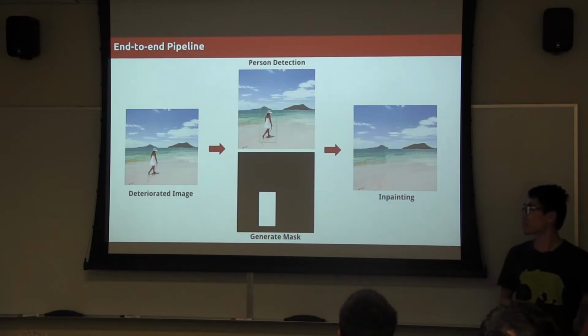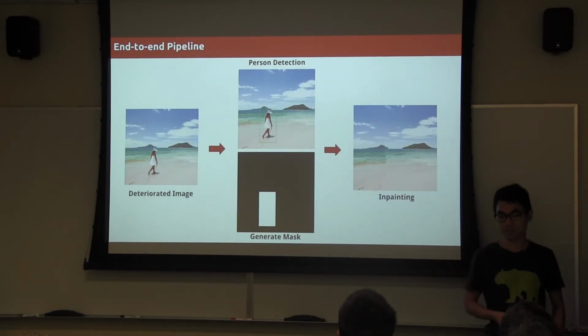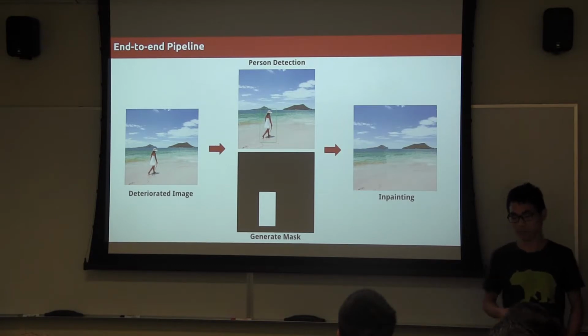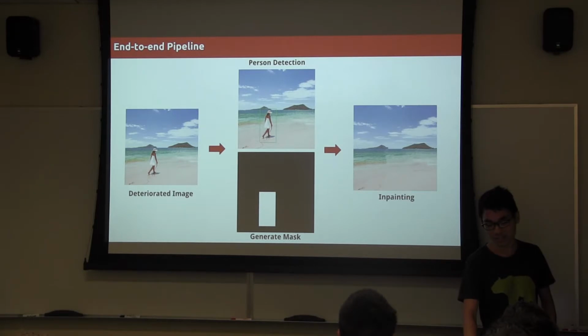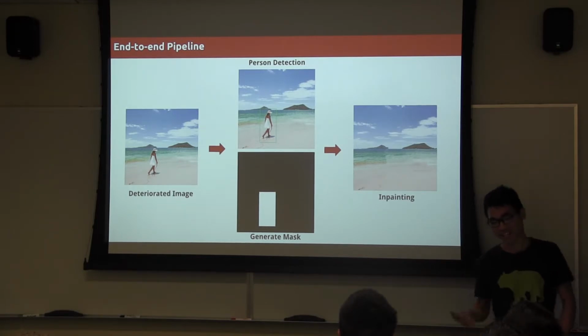So here comes the pipeline. The person detection part detects the person in the image and produces a mask, and the inpainting part inpaints the mask region. As shown on the slide, the girl is removed from the image.